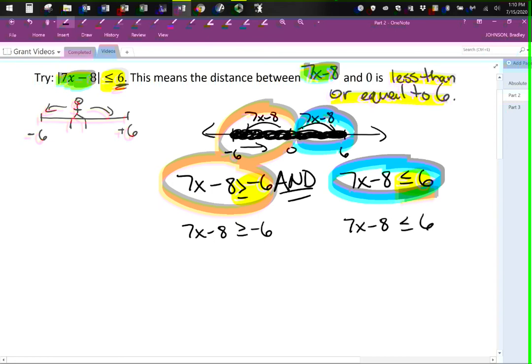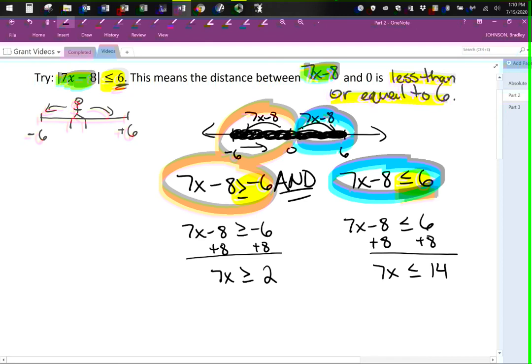Well, with both of these, if I add 8 to the right-hand side, add 8, well then I make this a little bit simpler for us. So I'm just treating it just like there's an equal sign there and just solving the equation. So now I'll have 7x is greater or equal to 8 plus -6. Putting that together, you should have a +2. If I go on the right-hand side now, when I add 8, 7x less than or equal to, now 8 and +6 added together would give you 14.